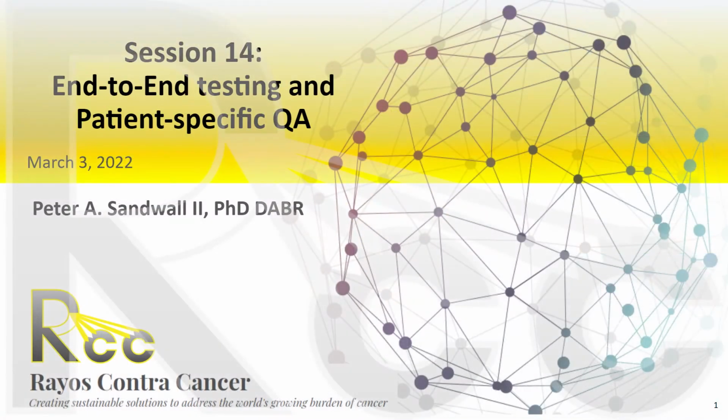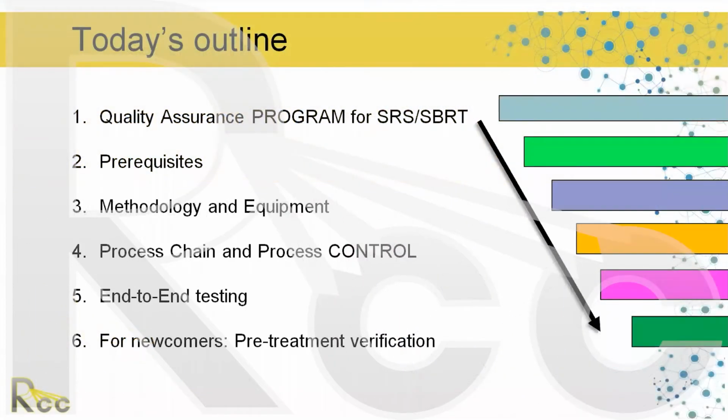So here's an outline for today, kind of to organize your thoughts, create a scaffolding. We're going to talk about the quality assurance program for stereotactic, so that could be body or intracranial, just high precision. We'll talk about the prerequisites, what you should have in place before you initiate your program. And it sounds like not everyone has a program in place, so this is a good time to discuss these things.